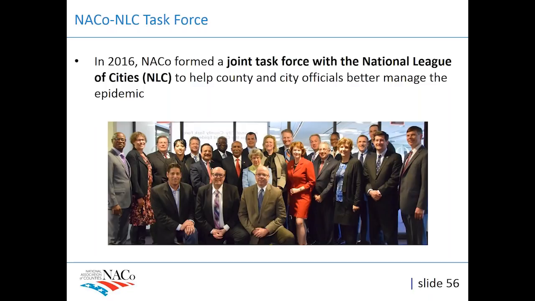Our task was to comprehensively study an issue that had come to the forefront for both of our organizations through our members reaching out to us and telling us, this is really straining our communities and our governments in every conceivable way. So our task was to assess the opioid epidemic, how it was impacting local communities, and to come up with a set of recommendations, mostly aimed at local officials, but also for state and federal partners to inform their response to this epidemic.